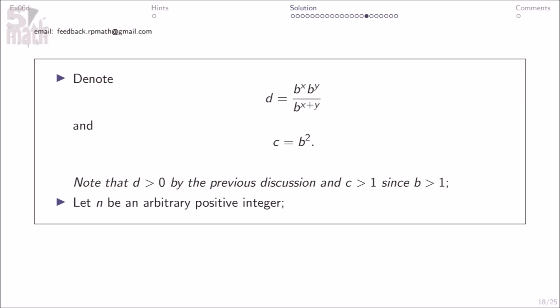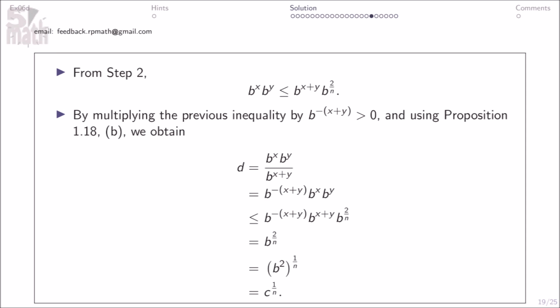Denote d = b^x b^y / b^(x+y), and c = b². Note that d > 0 by the previous discussion, and c > 1 since b > 1. Let n be an arbitrary positive integer. From step 2, b^x b^y ≤ b^(x+y) b^(2/n). By multiplying the previous inequality by b^(−(x+y)) > 0, and using Proposition 118b, we obtain d ≤ c^(1/n).